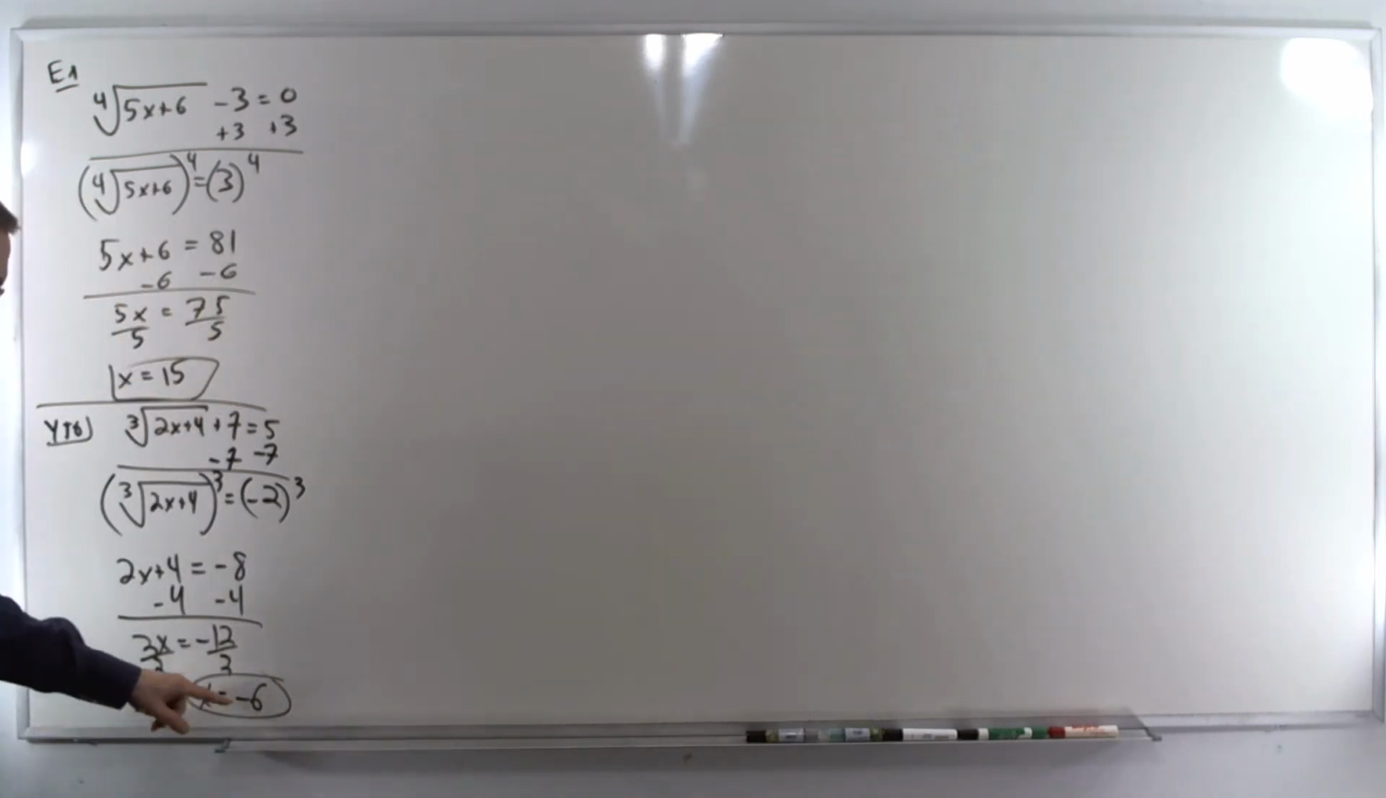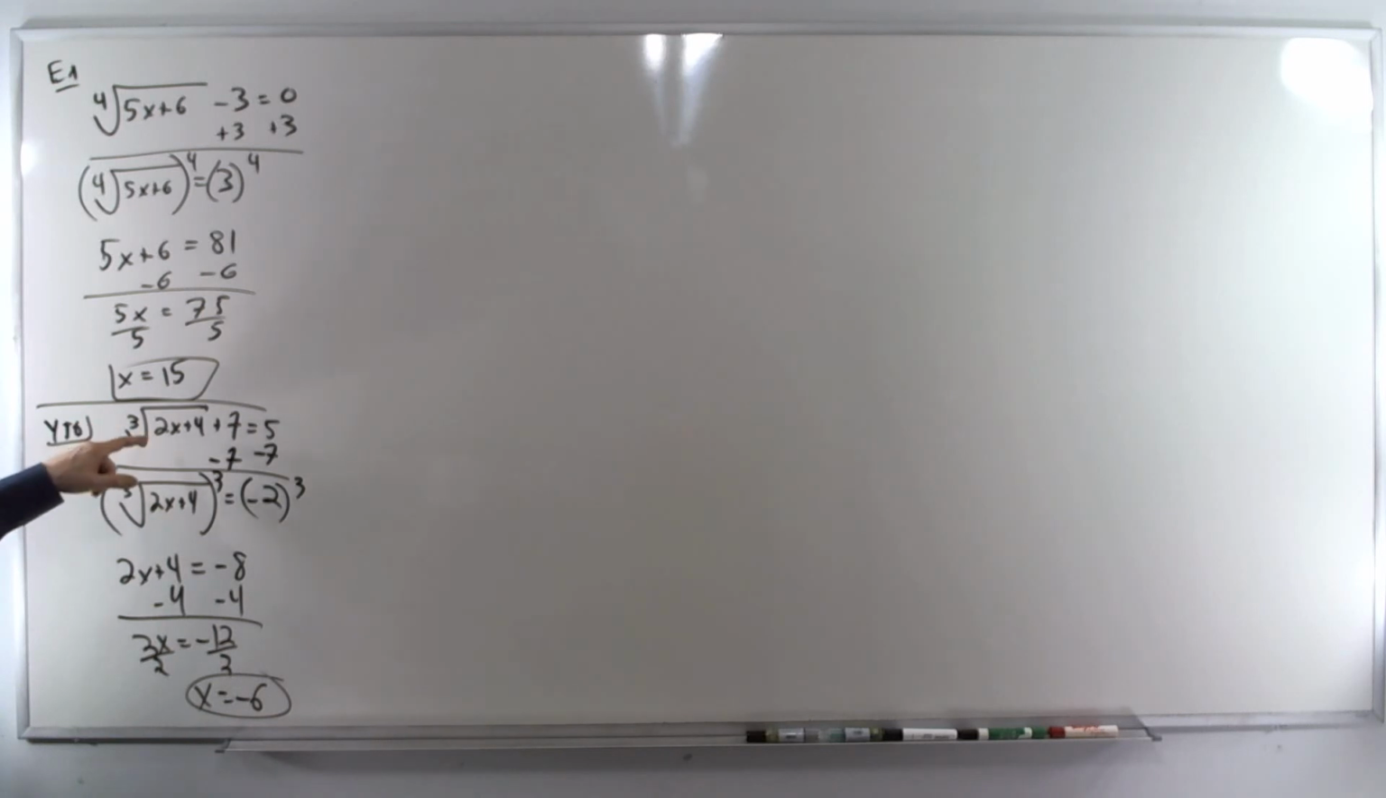Let's make sure this works. We'll take negative 6, plug it in here. That's negative 12. Negative 12 plus 4 is negative 8. Third root of negative 8 is negative 2. Negative 2 plus 7 is 5. So that works.